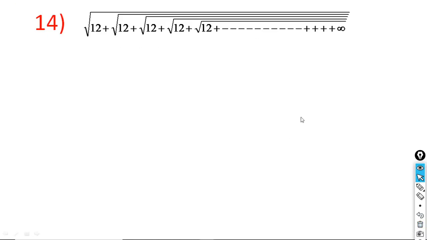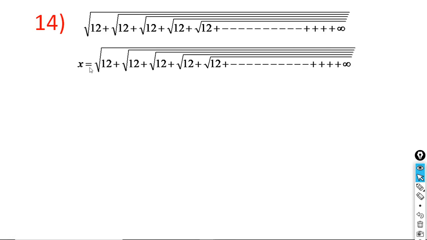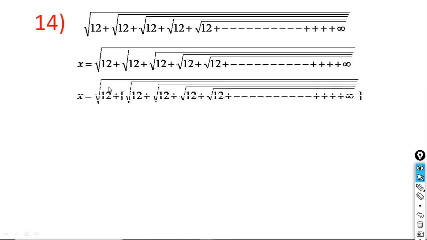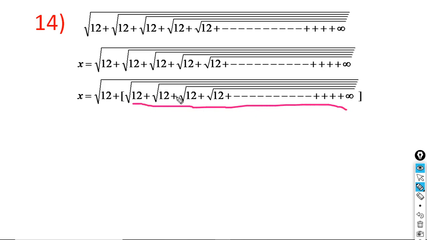Now students, this is the next problem we will discuss here. This is given: root of 12 plus root of 12 plus root of 12, and this will continue till infinity. Now we are going to solve it by considering x equals this whole expression. Then in the next step, I will simplify this. You will observe this question carefully. I just underline this portion of this question here, which is 12 plus root 12 plus root 12 and continues. If you observe here, this is the same as we have considered as x.